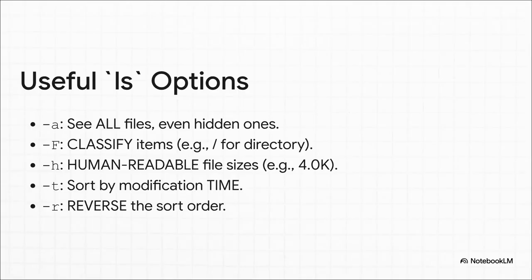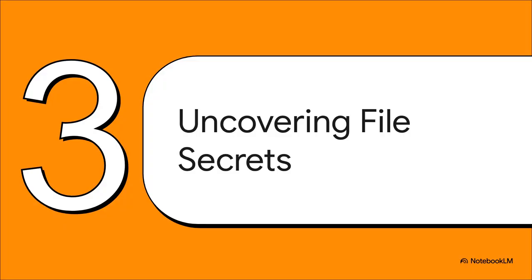And you know what the best part is? You can mix and match these options. It's like adding different lenses to your map. So say you want a detailed, human-readable list, sorted by the most recently changed files. Easy. You just type ls -lht. You're literally customizing your view on the fly. How cool is that?